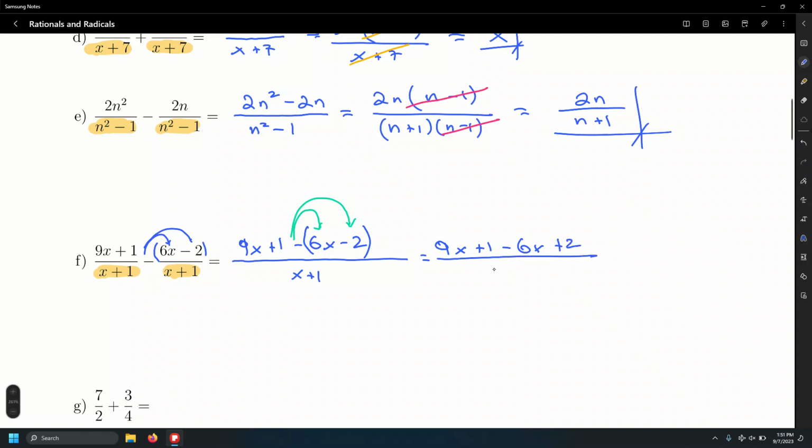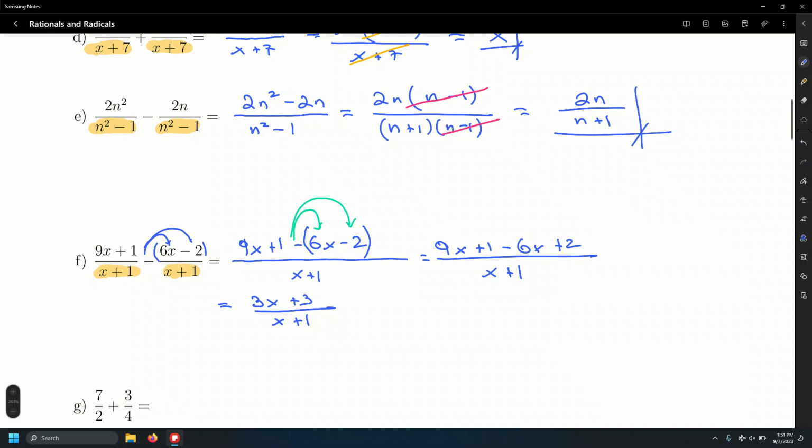Which would be divided by x plus 1. And then from here, 9x minus 6x equals 3x, 1 plus 2 equals 3, and divide that by x plus 1. All right? And anything else you think we can do? Do we call it a day for this one?